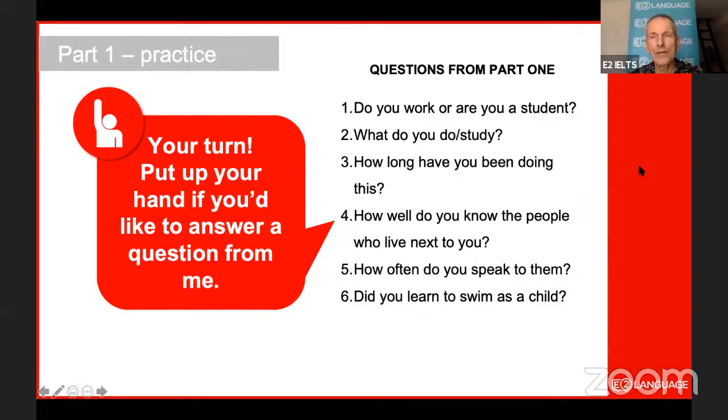Thank you. So you rarely speak to them. You could actually have said why you don't speak to them. Not now, but remember, it works very well if you give your opinion and then give some more details and say why. So I rarely speak to them, because I leave work really early in the morning and get back late at night, and we just don't bump into one another, that kind of thing.